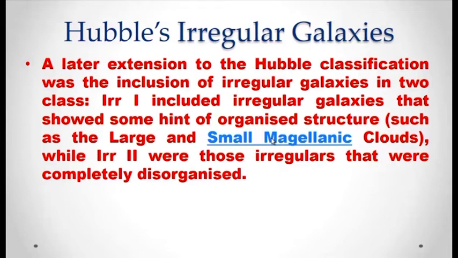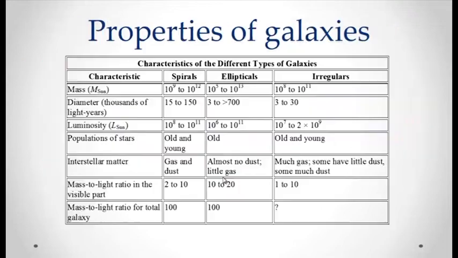Irregular galaxies. A later extension to the Hubble classification was the inclusion of irregular galaxies in two classes: irregular galaxies type 1 and irregular galaxies type 2. Irregular galaxy type 1 included irregular galaxies that showed some hint of organized structure, such as the large and small Magellanic Clouds, while irregular galaxy type 2 were those irregulars that were completely disorganized. This is how Hubble incorporated the irregular galaxies in the classification of galaxies.